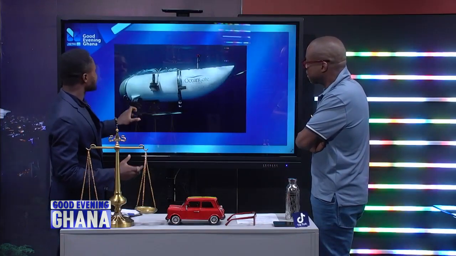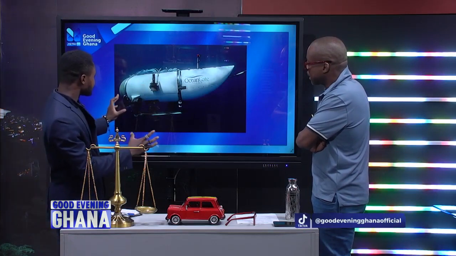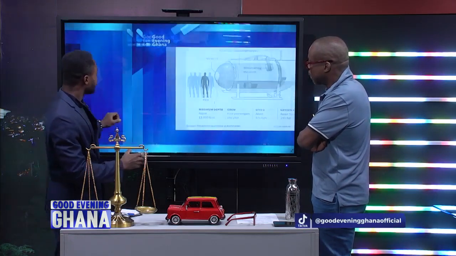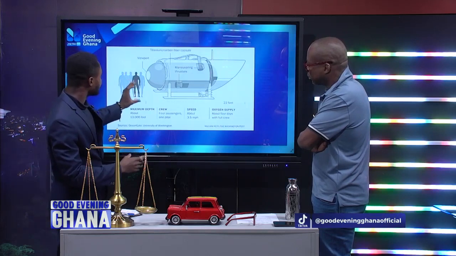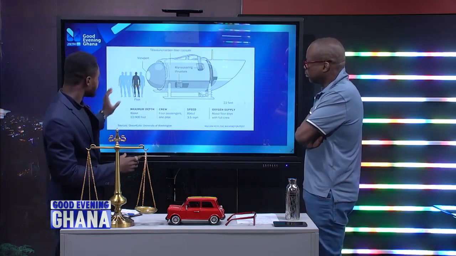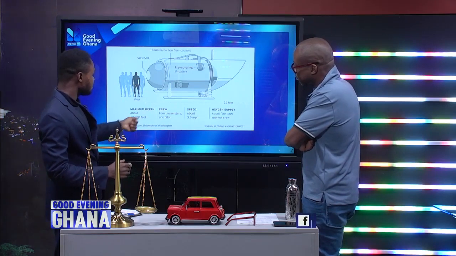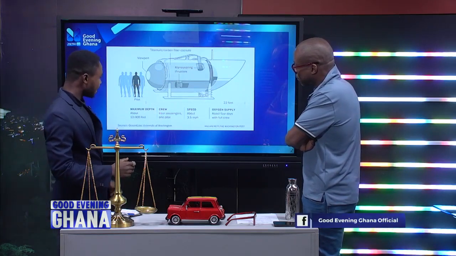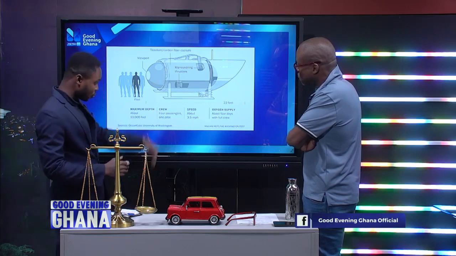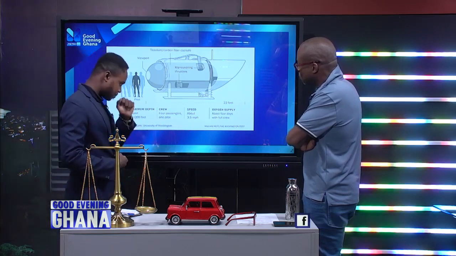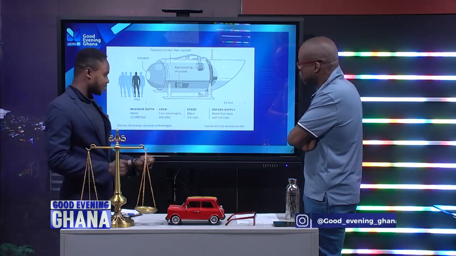So this is them, and this is the ship. This is how a human being would look next to it. This was the structure, as you can see. It's supposed to be able to go down about 13,000 feet with 4 passengers and 1 pilot, moving at 3.5 miles per hour downward. And they had oxygen to last 4 days, or I think 97 hours.